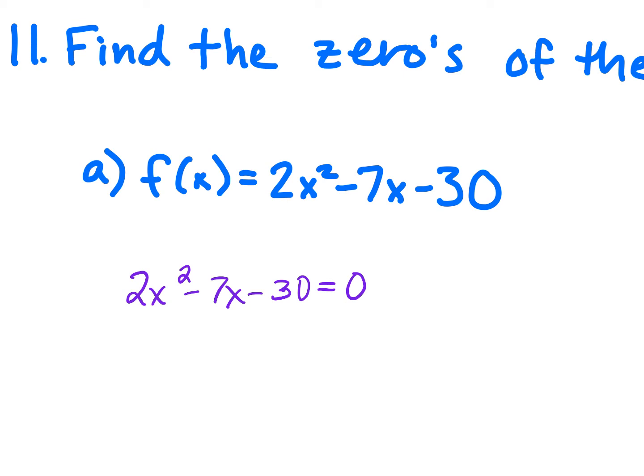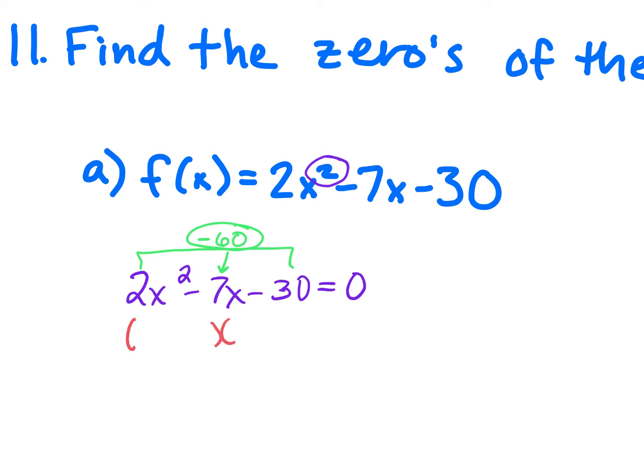Now I told you at the beginning, the highest exponent in the numerator is going to tell you how many answers you should have. So how many x's should I have here? 2. So we're going to factor, guys. Is there a GCF? Is there a number and or letter that I can take out of all 3 of these? No. So I have to say, okay, A times C, 2 times -30 is -60. I need factors of -60 that will multiply to give me -60, but add to give me a -7.